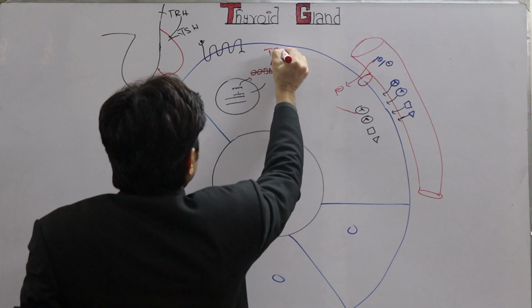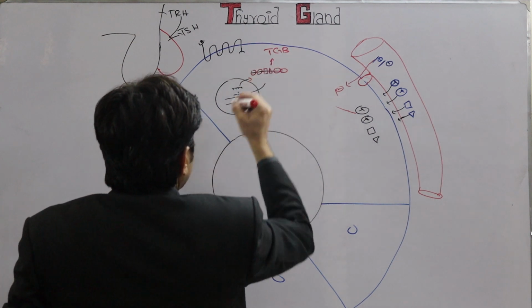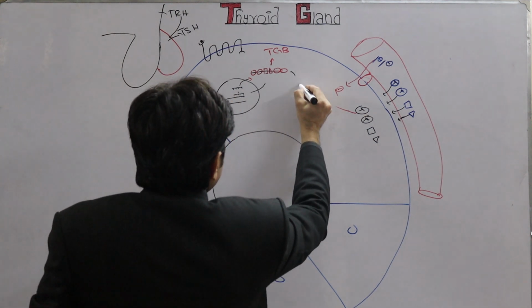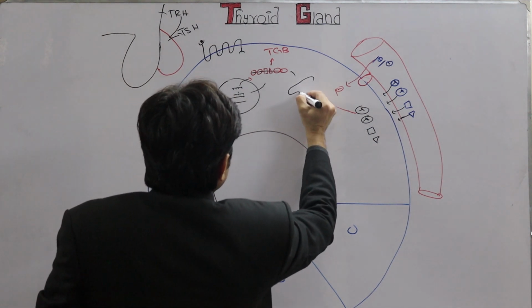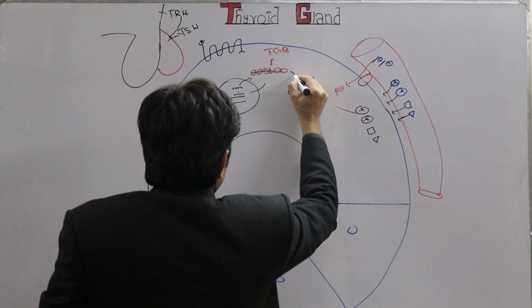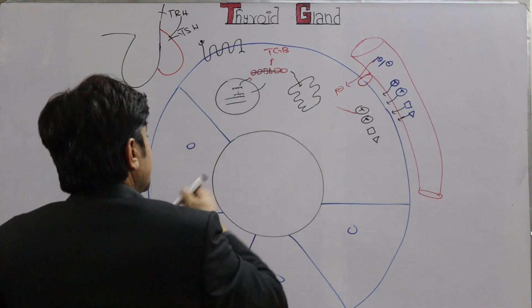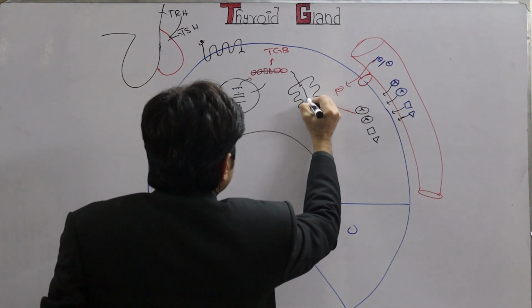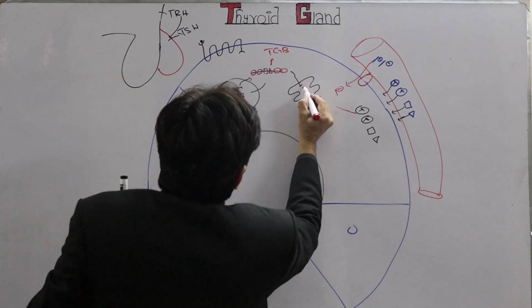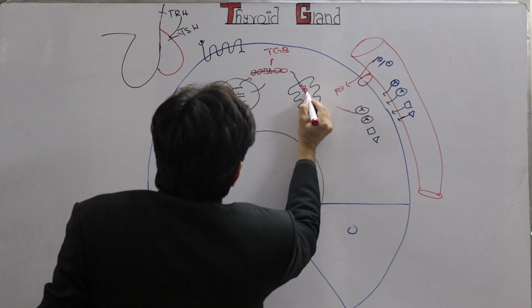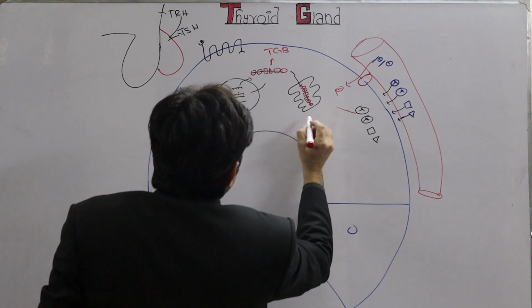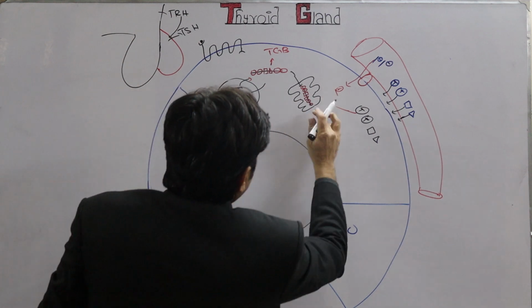Thyroglobulin, TGB. After its synthesis in the endoplasmic reticulum, it enters into the Golgi bodies. So this is, let's suppose, the Golgi bodies. It enters into the Golgi bodies, and you know, in the Golgi bodies, materials are packed. So in the Golgi bodies, it is packed in vesicle. So these are the tyrosine amino acid, another type of amino acid, tyrosine and tyrosine. And here it is packed in vesicle.